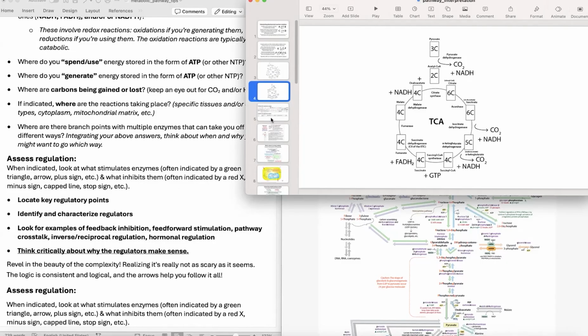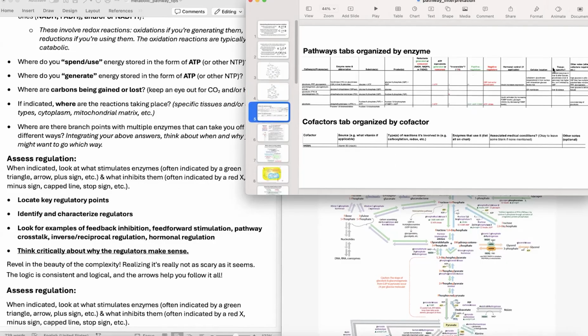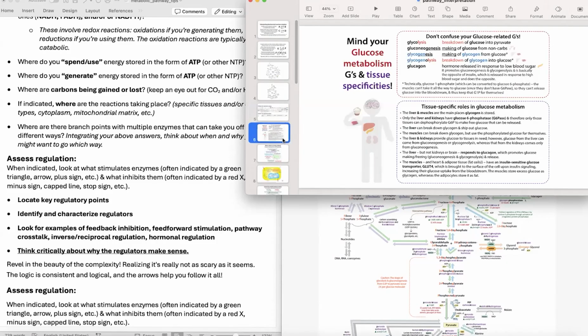You also want to think about where reactions are happening. And so are they only happening in certain tissues? Are they only happening in certain parts of the cell? So different tissues have different metabolic roles. And so say your liver and your muscles, they both store glycogen. So they store glucose, they hook it up into glycogen for storage.